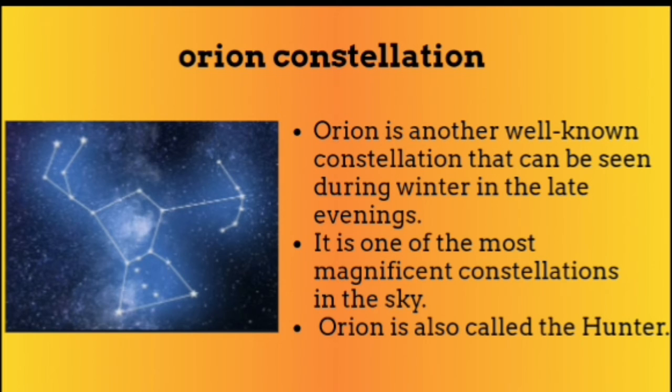Orion Constellation. Orion is another well-known constellation that can be seen during winter in the late evenings. It is one of the most magnificent constellations in the sky. Orion is also called the Hunter because its shape looks like a hunter hunting something.